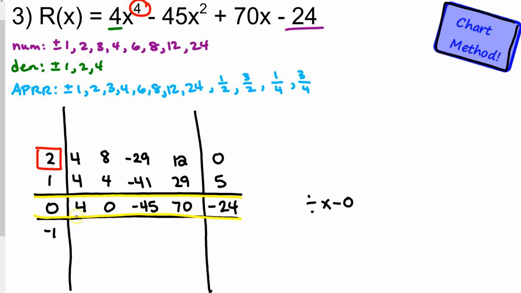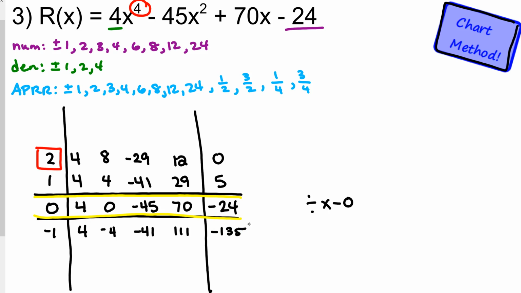So you put it down below the 0, bring down the first number, multiply by the number in the box, that's -4, add the 0, and you get -4. Multiply that by the number in the box, now we have +4, add -45, and now we have -41. Multiply that by the number in the box, now we have 41, add the next number 70, and we have 111. Multiply that by the number in the box, we have -111, add the -24, and we have -135. So that's not a root.